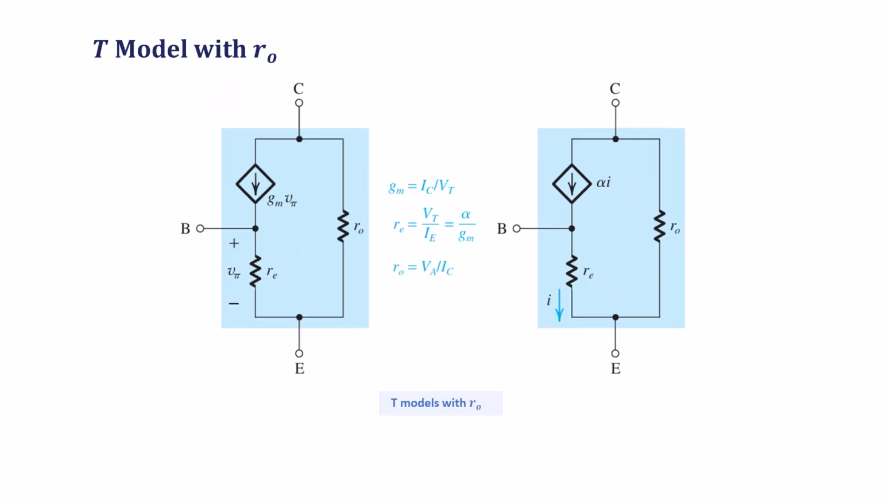Just like before, we can add Ro to the T model to account for the early effect. Ro equals Va over Ic, and it appears in parallel with the controlled current source between collector and emitter in both versions. The base emitter voltage and the emitter resistance Re still define the input side, while the control source, either Gm times Vbe or alpha times Ie, sets the output current. This gives us a complete small signal model ready to use in amplifier analysis.